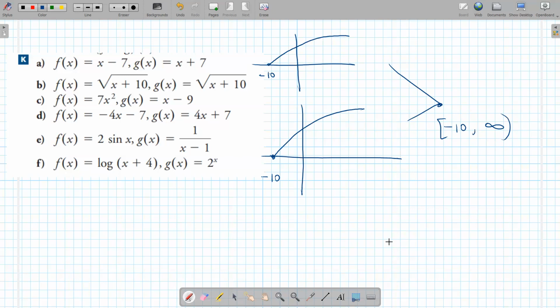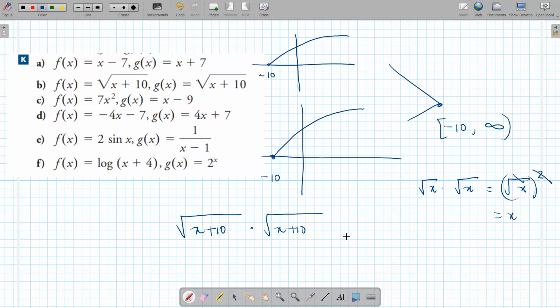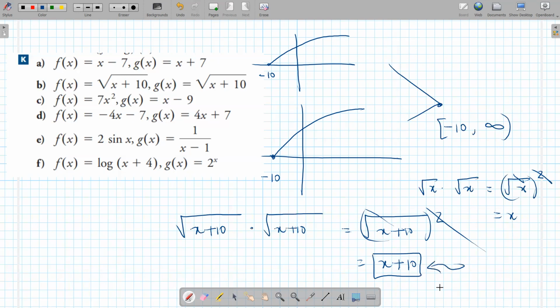This is very weird though, because if you look at the square root of x plus 10, you multiply this with the square root of x plus 10. If you multiply two different square roots that are exactly the same, you get the root of x plus 10 squared. The square root simply disappears. You would get x plus 10, because the square root cancels out with the squared. So this is what you are left with. What's the domain of this? It's a linear function. It's the domain of a linear function: negative infinity to positive infinity.